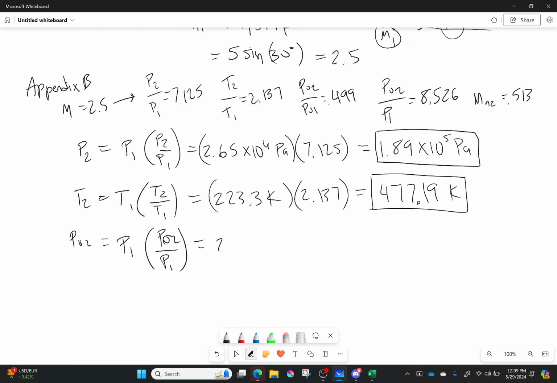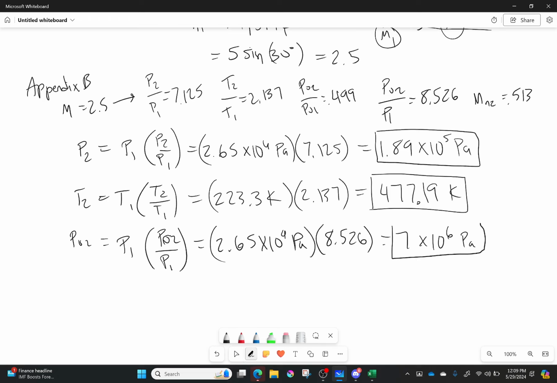So it'll be equal to 2.65 times 10 to the 4th pascals, and P02 over P1 is 8.526, which should come out to be somewhere around 7 times 10 to the 6th pascals, which in other circles will be called just 7 megapascals. We're keeping it in pascals because that's what your book has it in. I'm trying to keep closer to that. Okay, so all of these are the pretty easy ones.